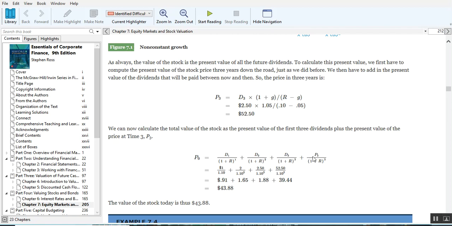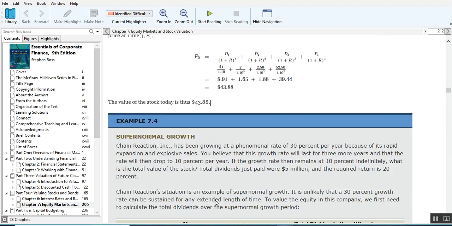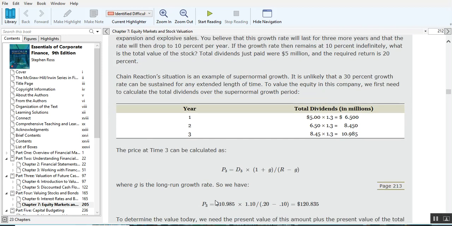So when we say, okay, this is the present value of that share of stock, 52.50, we're going to add that into the calculation because that's a part of the cash flow that we're going to get when we sell it, divided by 1 plus the return rate raised to the third power. What you get then is a present value for the share in 3 years. The value today of that return is $43.88.